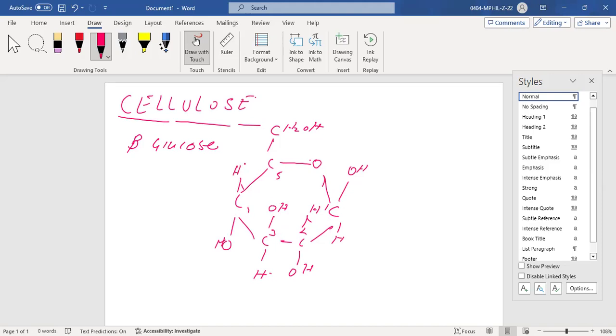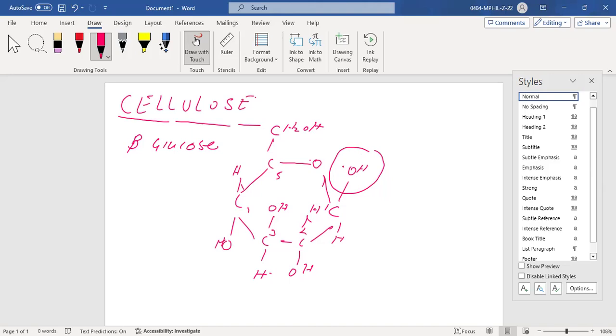This is the difference in this case, because if you go back to your alpha glucose, you can easily observe that the position of this hydroxyl group is changed. So in this case, OH is on the downside on one side, and on the other side, OH is on the upward side. So this is the beta glucose.